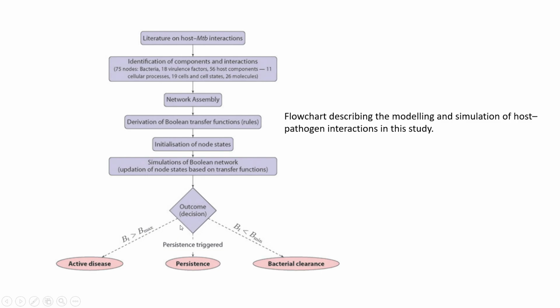And you'll have an outcome decision, which they have categorized in three categories. BT here is a threshold of bacterial load. If B minimum is greater than this threshold, then there is bacterial clearance. If the threshold is greater than the B max, then there is active disease, and something in between is basically persistence. So this was the whole model.